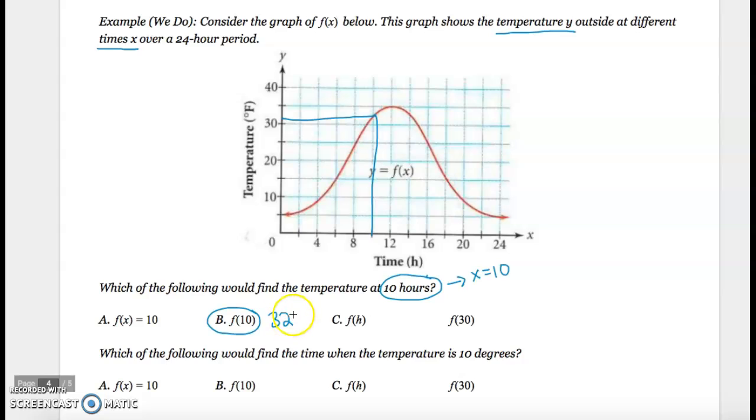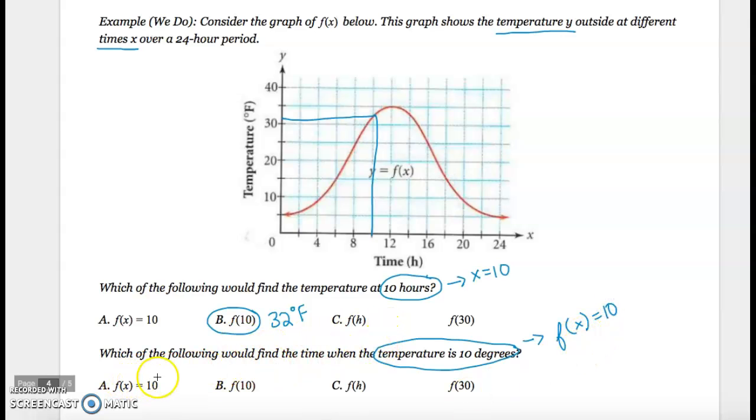What would it be? Degrees Fahrenheit. Okay. For the next question, it says which of the following would find the temperature when it is 10 degrees. Oh, first of all, I'm noticing a typo. Oh no, that's correct. So which of the following would find the time, excuse me, I just missed that, when the temperature is 10 degrees. So now they're telling us that the temperature is 10 degrees. So what they're saying is our output is 10 degrees and we want to solve for what the time is.